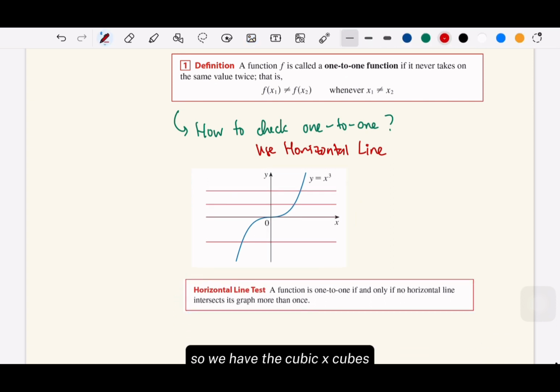So we have the cubic x cubed. We take the horizontal line test, and it says that a function is one-to-one if and only if no horizontal line intersects the graph more than once. So it's perfectly one-to-one. And remember, if you have even functions like x squared, of course, it will not be one-to-one, unless maybe you pick out some domains, okay? Pick some intervals, okay?